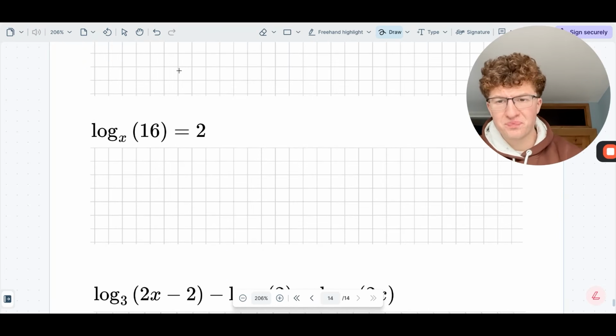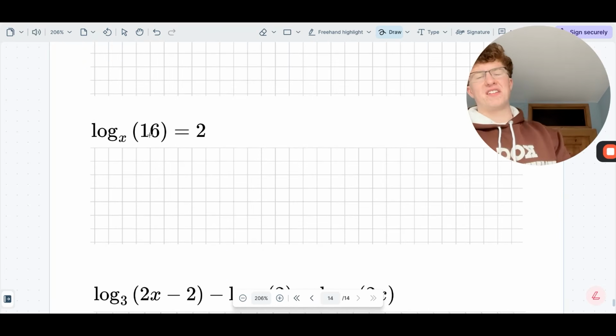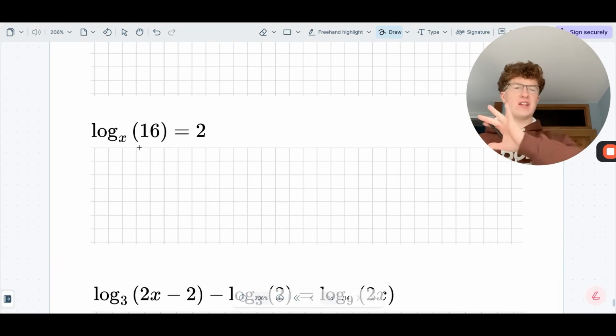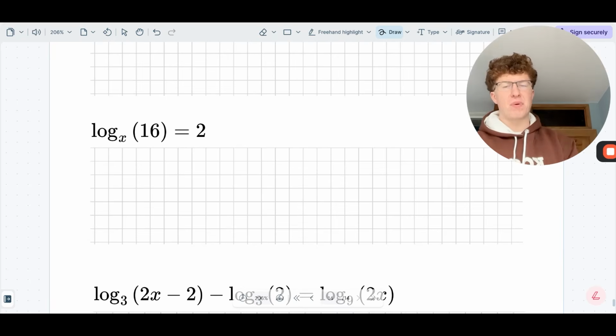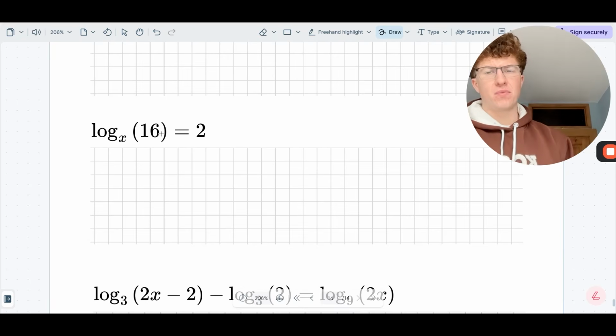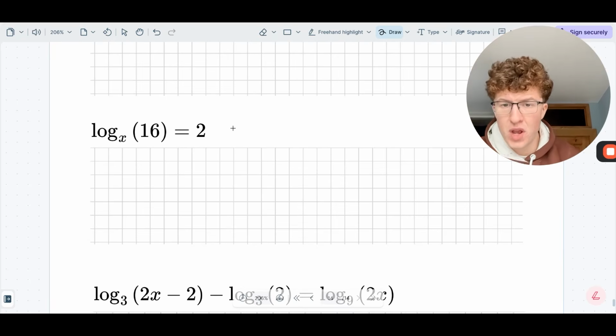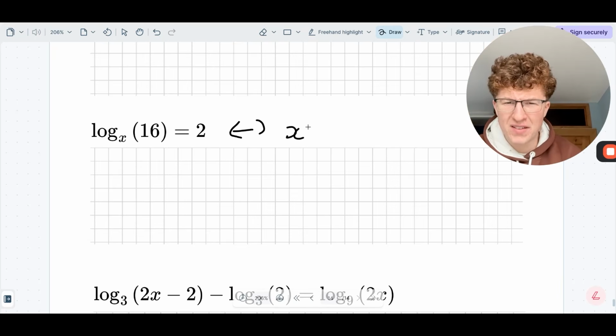This guy, however, log to the base x of 16. What's that saying? First of all, ignore the 2 for now. That's saying, what do we put x to the power of to get 16? Well, the answer is 2. So, we can rewrite this as x to the power of 2 equals 16.